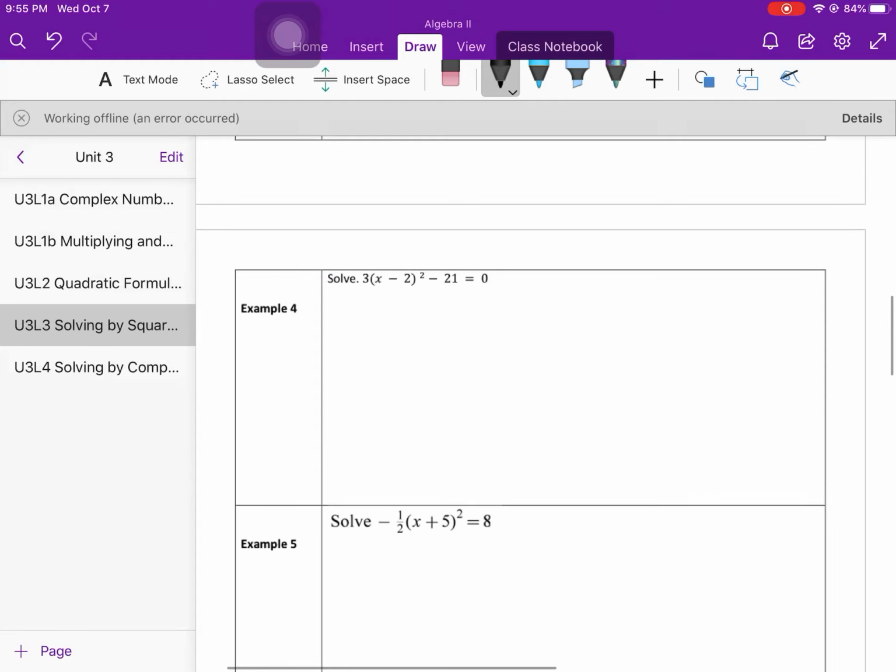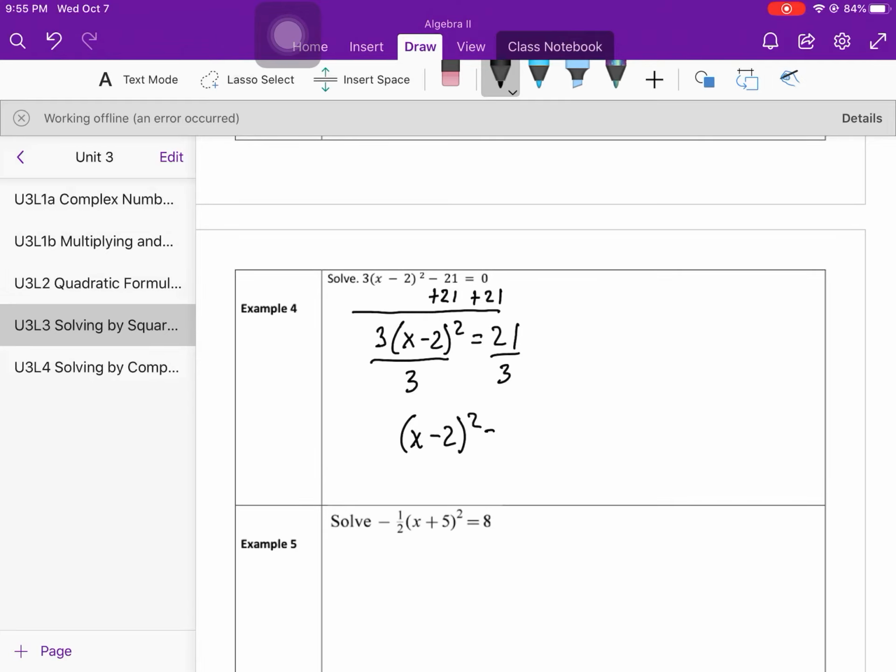Two more to go here before the student problems. So with this one, the first step is going to be add 21 to both sides, to isolate the parentheses. 3 times (x minus 2) squared equals 21. Then we're going to divide by 3 on both sides. We get (x minus 2) squared equals 21 over 3 equals 7.